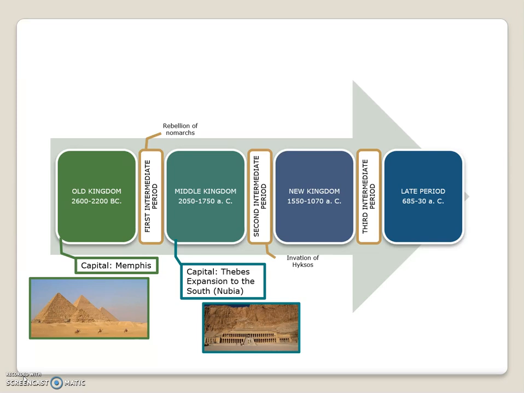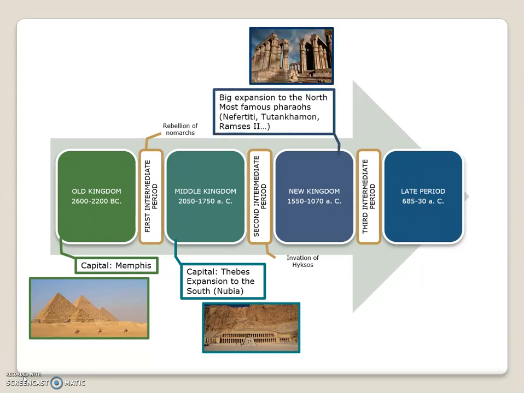The Hyksos were an Asiatic people that invaded Egypt and established a new capital in the north, in the delta, and ruled Egypt with their own dynasty for several years and decades. But the New Kingdom began when the pharaoh of Thebes expelled the Hyksos and unified the country again. This is the New Kingdom.